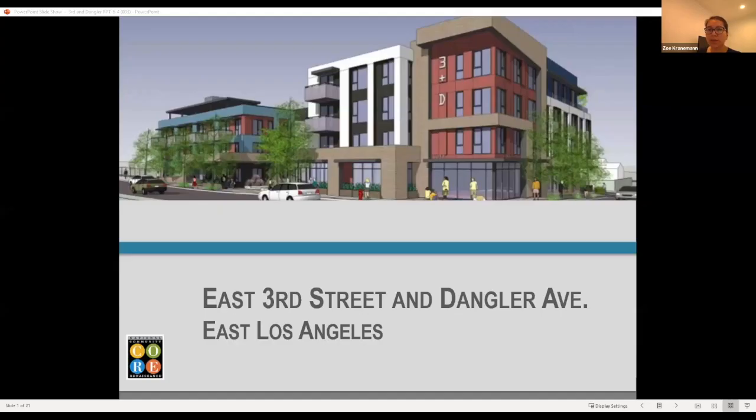Yeah. So I just wanted to give a quick update of where we are. As you know, National Community Renaissance is partnering with the county to develop this project located on 3rd Street in Dangler in East LA. And as you probably all remember, we have secured all of our funding. And at this point, we are actually moving towards closing our construction financing.